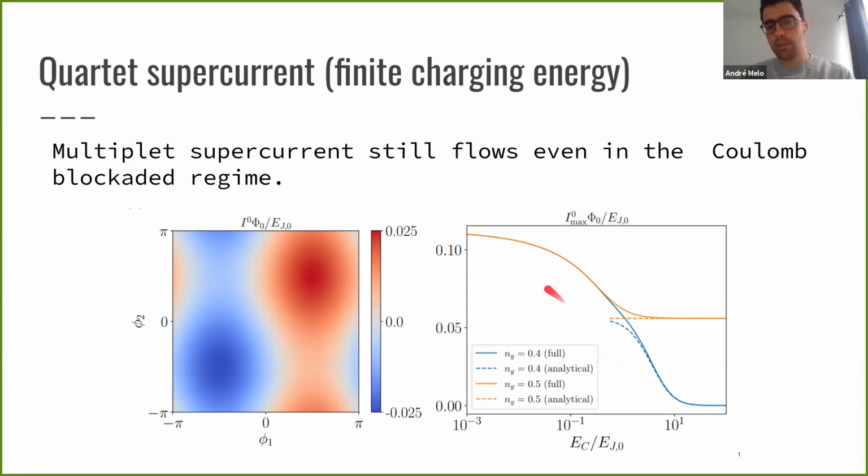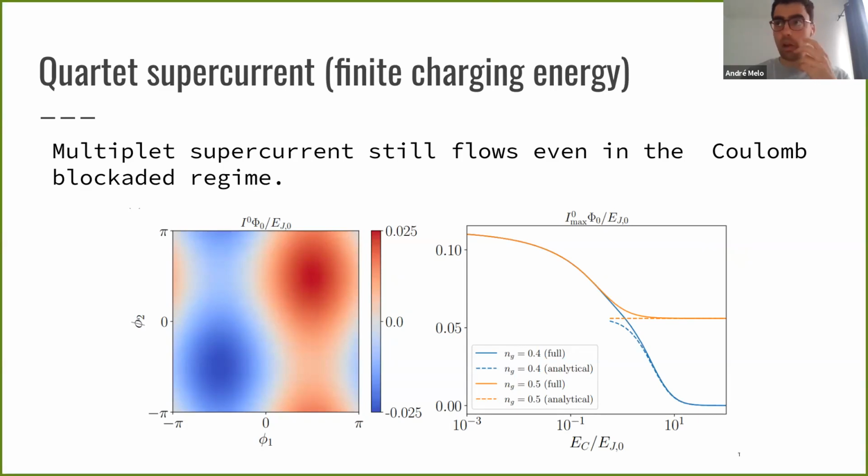And in that case, I have the orange line, where what you see is that the supercurrent plateaus to a constant at infinite EC. And this is quite neat because it says that even at arbitrarily high charging energies, where you can only have one Cooper pair hopping into the island at a time, so in a Coulomb blockaded regime, if you want, this multiplet supercurrent still flows.